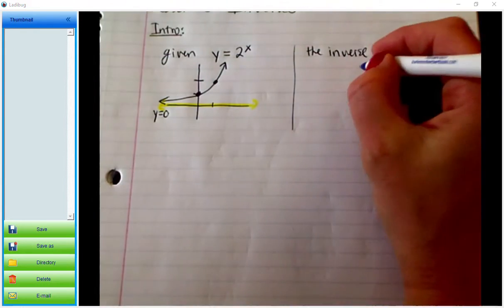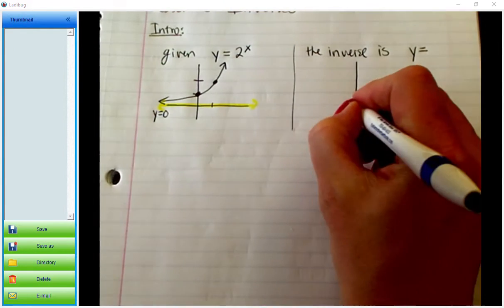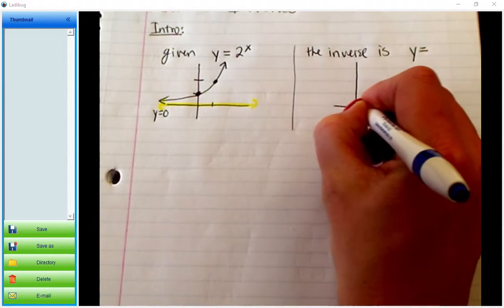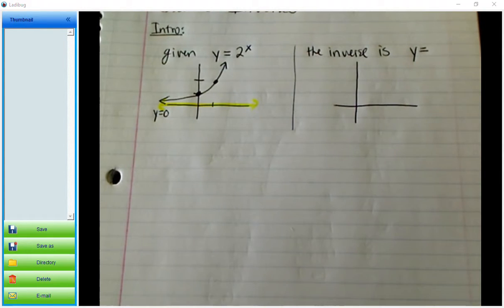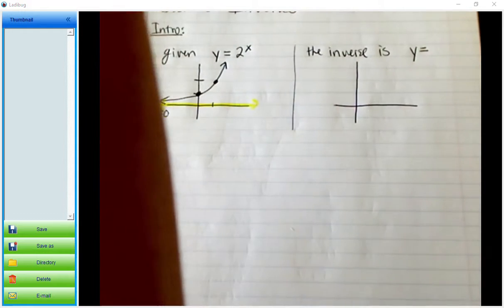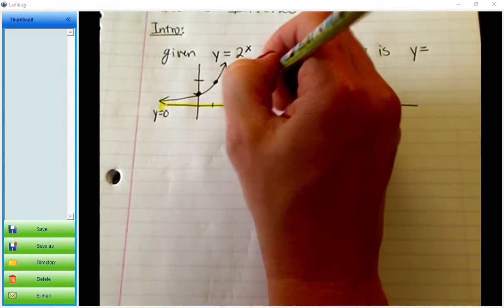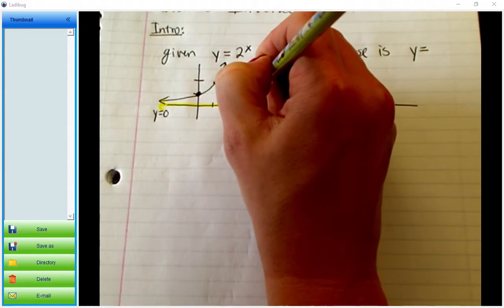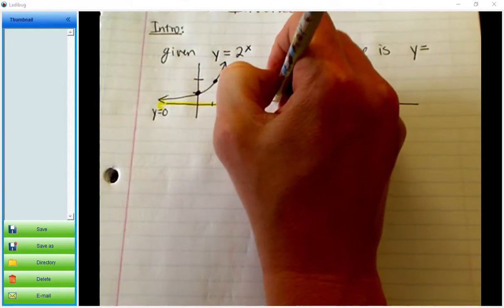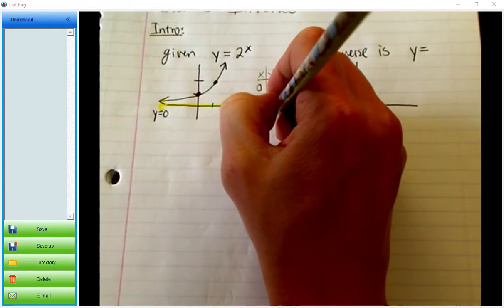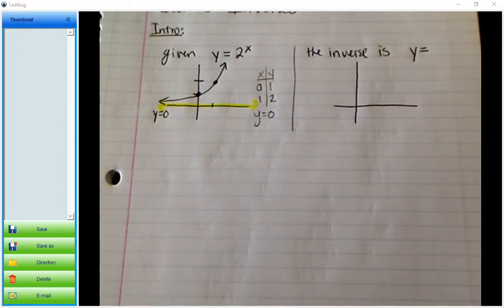All right? So let's take same size graph here, and let's switch the coordinates and plot them. So I'm just going to list my coordinates here just to help me. So I've got 0, 1, 1, 2, and I'm going to say y equals 0 because asymptotes switch also. All the letters switch. If domain and range switch, so do the points and the asymptotes.